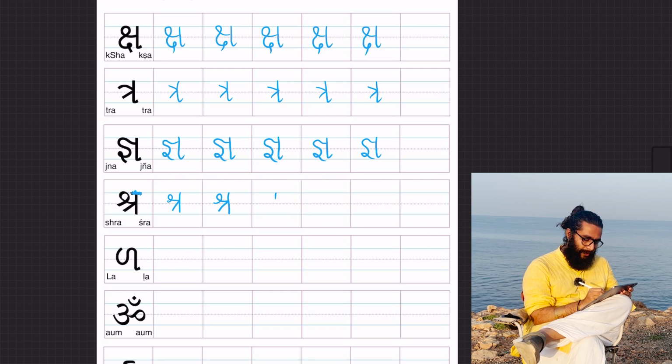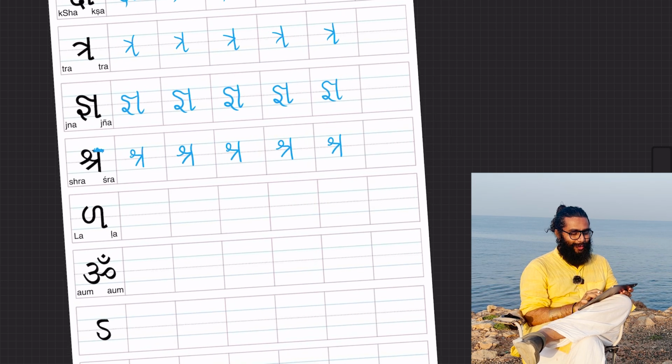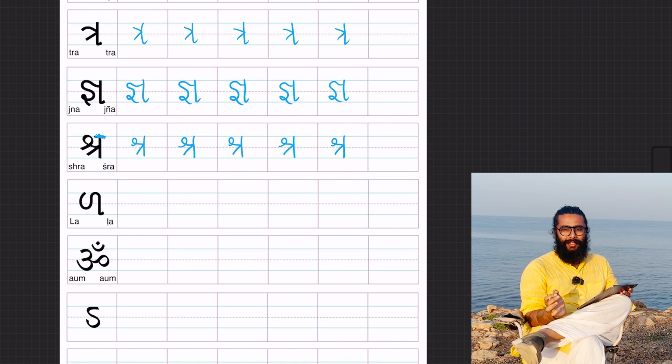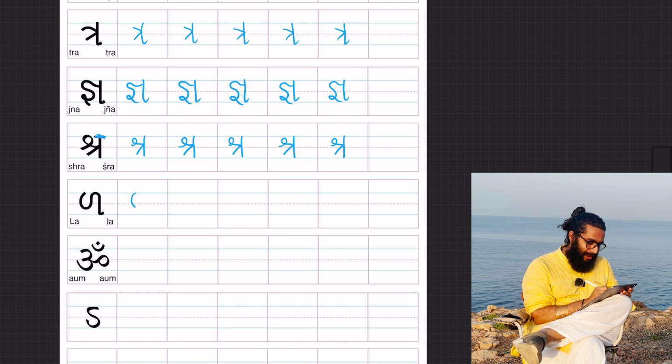Shra. Shra. Shra. And the next sound, which is very commonly found in all South Indian languages, Marathi and also in Gujarati, is la. It is written like this. This is a thicker la. It is not a la but la. It is written like this.